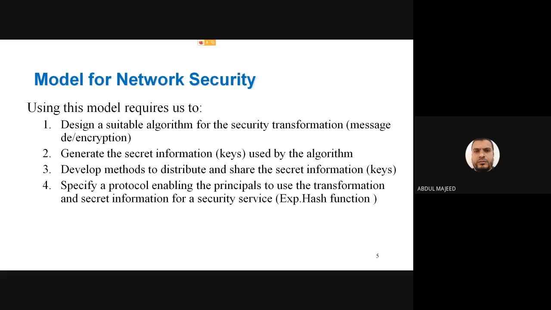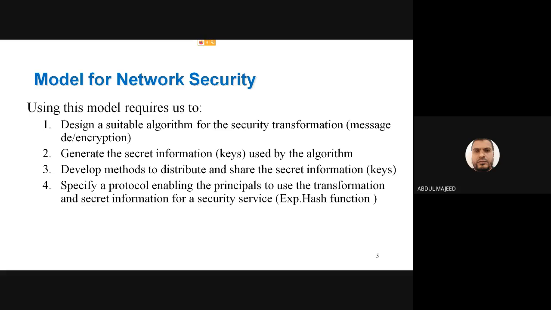Okay, so converting your messages from readable format to unreadable format, we need one algorithm. How important that message is, based on that importance of the messages, you can design an algorithm. Then generate secret information. That is the second component. Keys are there, which can be distributed or shared by the trusted third party. The trusted third party will suggest us to use this key while doing the encryption and decryption process. So that's why the second main important component is to generate the secret information used by the algorithm.